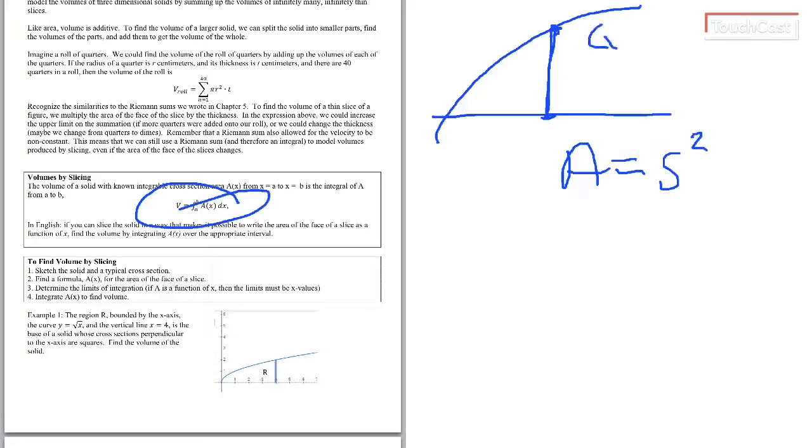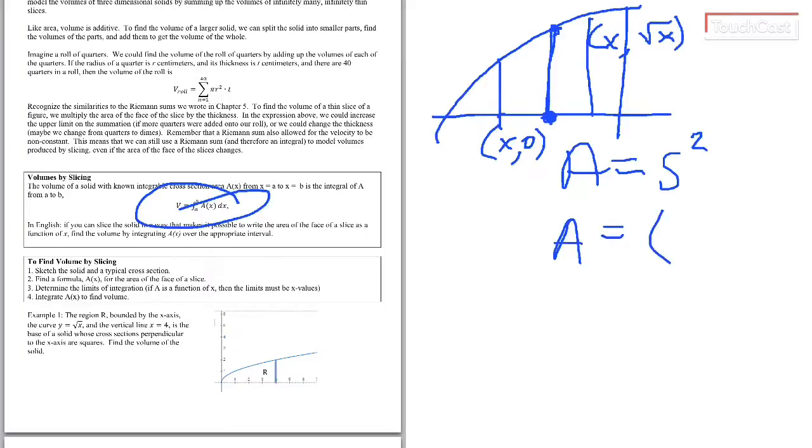So that's x comma y, but I know y is equal to square root of x. And then the bottom down there, that's x comma 0. And no matter where I draw my vertical line segment, the y coordinate at the bottom is going to be 0, because every one of these slices is going to touch the x-axis at its bottom. And it's going to touch the curve y equals square root of x at its top. So the distance across that line segment is square root of x. So the side of the square is square root of x, and I know to get the area of a square, I have to square the side.